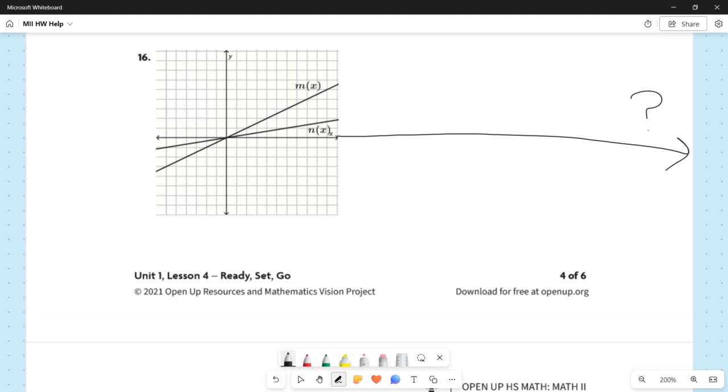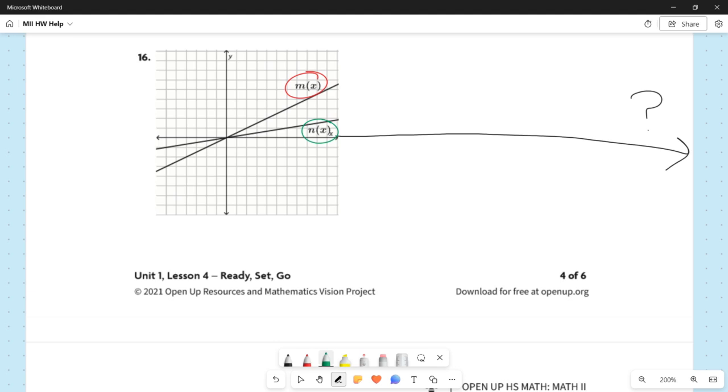Now, both of these functions, m of x and n of x, are linear functions. We can tell that because the graphs of the functions are themselves straight lines. When you have a straight line, we're talking about a linear function. And the thing with linear functions is that the rate of change, which is the slope, does not change. Whatever the slope is, it's going to be the same slope, whether you're talking about the extreme right, the extreme left, or the center. A straight line has the same slope no matter where you're at.